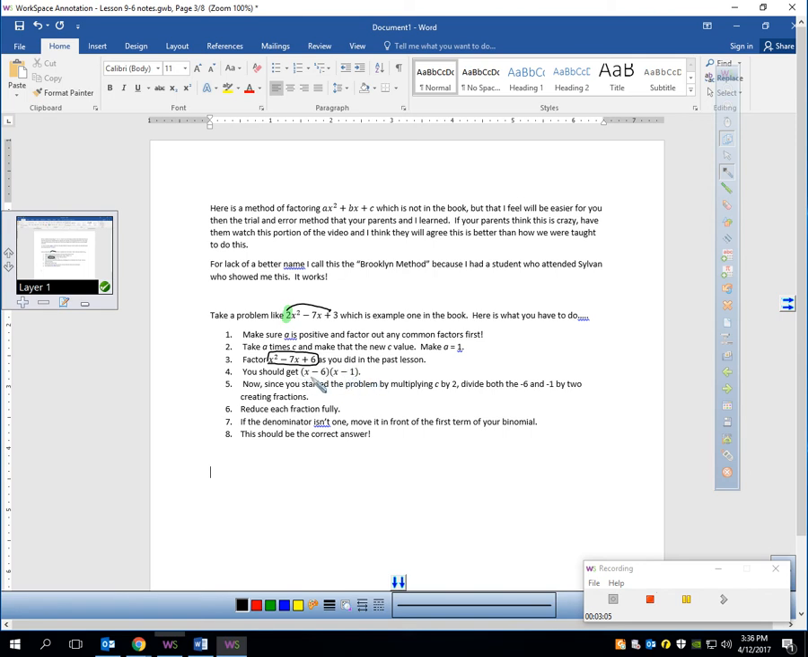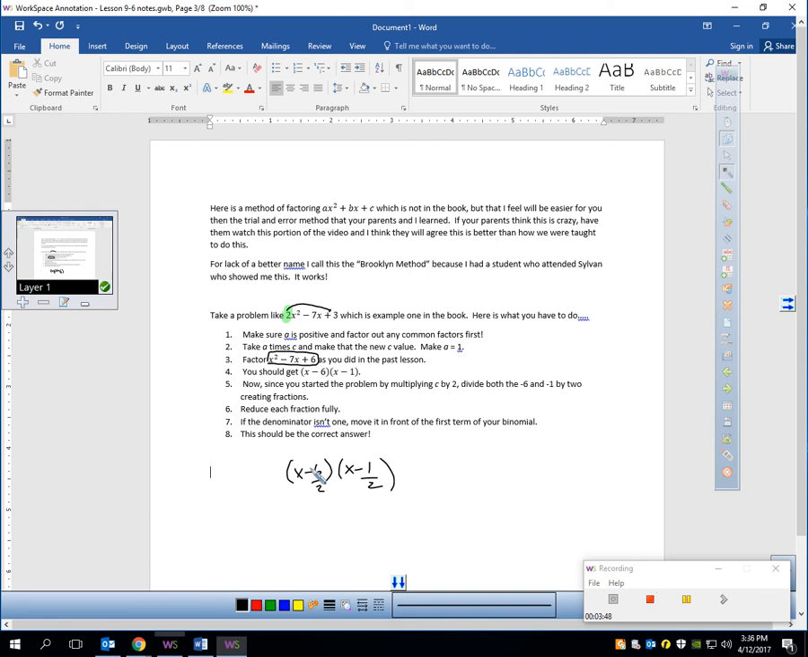Okay, now, here's the next step. We're not done. Since you started the problem by multiplying C by 2, you've got to make up for it now. You've got to divide both the negative 6 and the negative 1 by 2 and create fractions. So let me write that down here. I'm going to take negative 6 and divide by 2, and I'm going to take the negative 1 and divide by 2. Now, next, reduce each fraction fully.